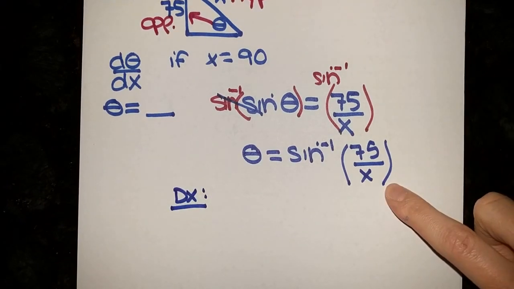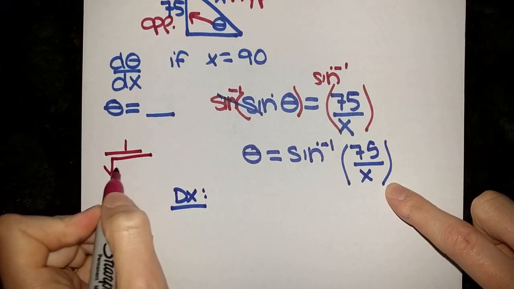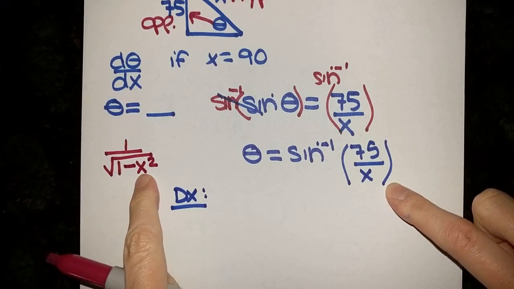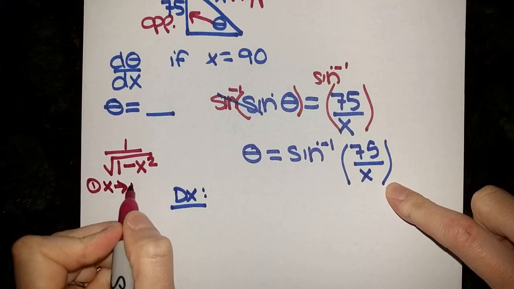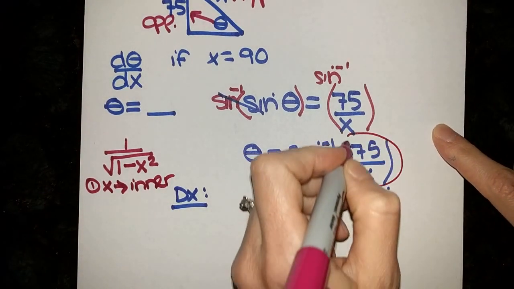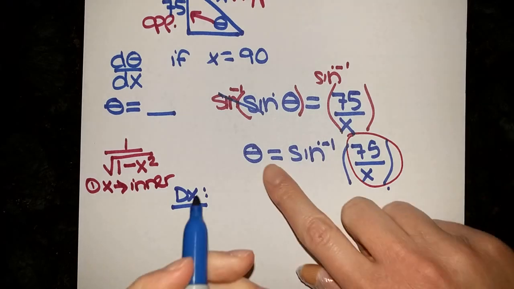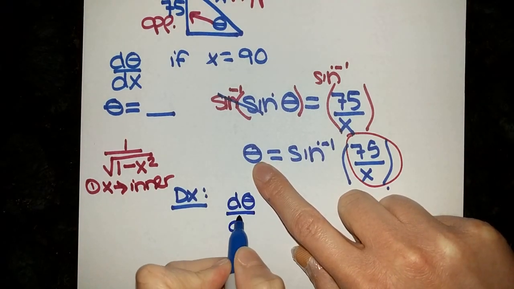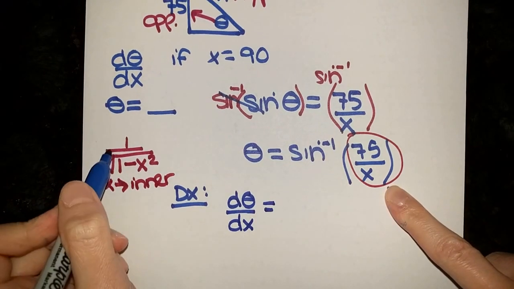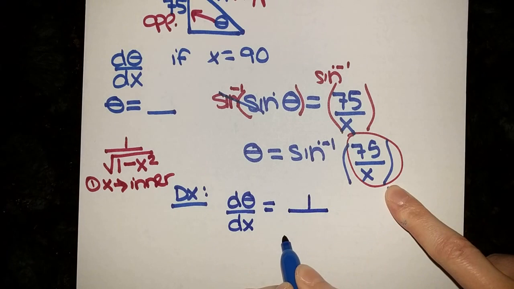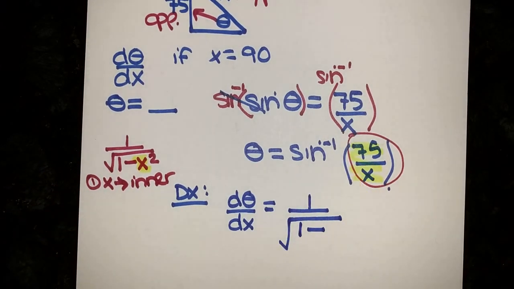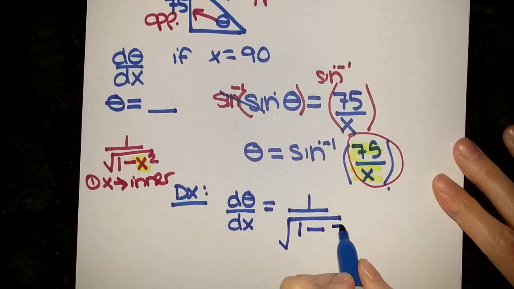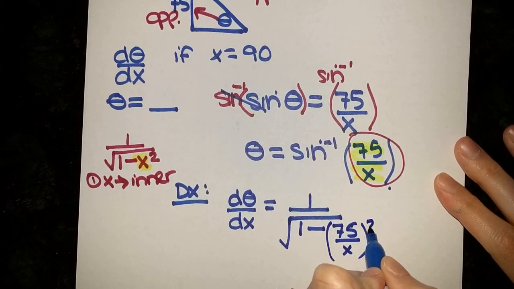Now, keep in mind that the derivative for sine inverse is 1 over the square root of 1 minus x squared, if it was just sine inverse of x. So our first step for the derivative of the outer is going to be to replace the x with our inner function, which is this quantity in parentheses here. So taking the derivative, d theta dx equals, over here we're going to use the derivative of the outer as 1 over the square root of 1 minus, and then our x's are going to get replaced with the inner, which is 75 over x. So this will be 75 over x quantity squared.